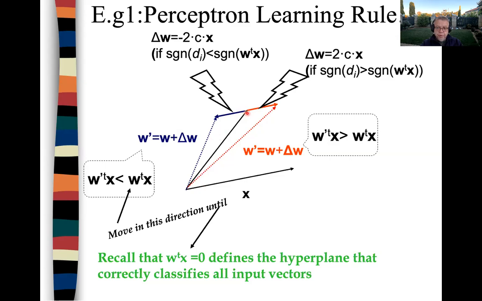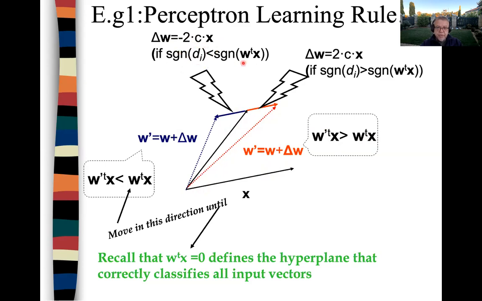If your delta w is 2cx, meaning that your w prime is equal to w plus 2cx, it is going to increase. So you're going to have the projection w prime transpose x. So the projection of the new w is going to be greater than the projection of the old w. And so the new weight w prime is going to get closer to x.